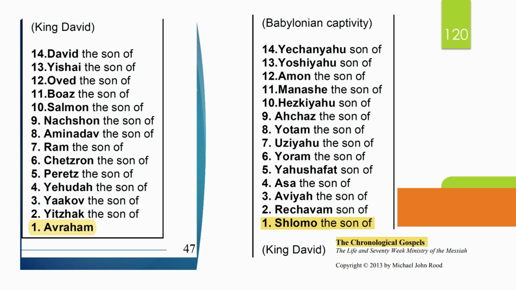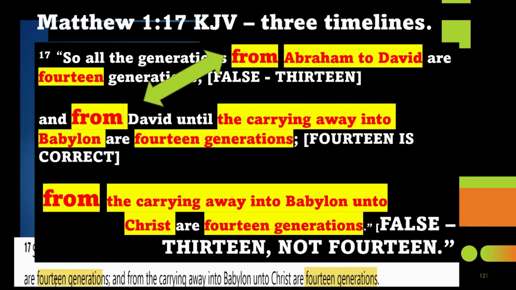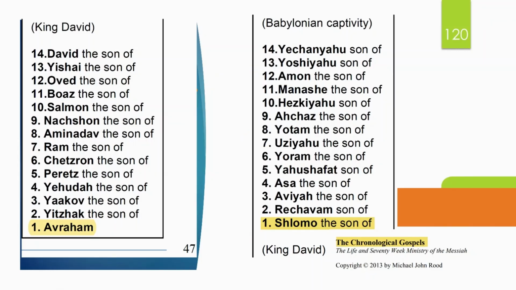Even though it's from David, remember the words are from Abraham to David are 14, and from David till carrying away to Babylon are 14. So you don't count David in the from David to Babylon. You skip him because he's the father. He's not a son. So you have 14 generations of sons.